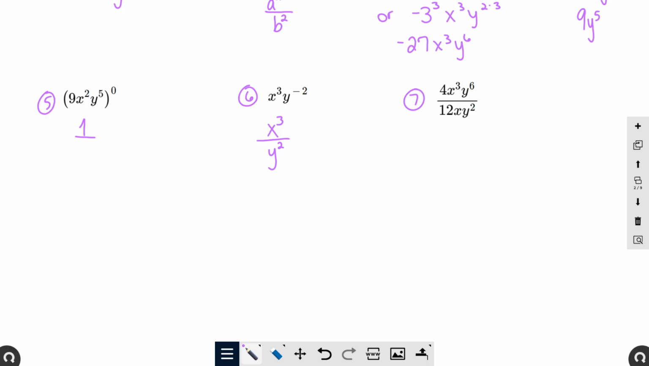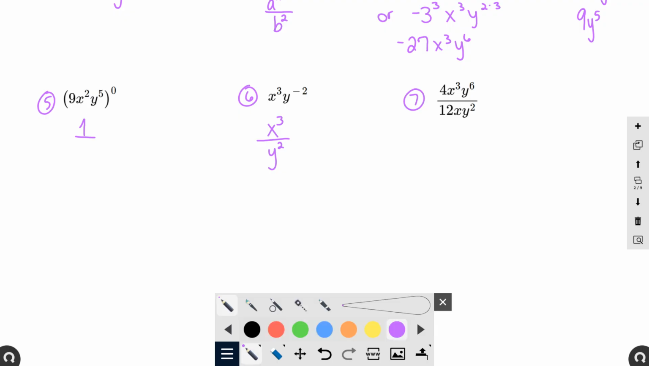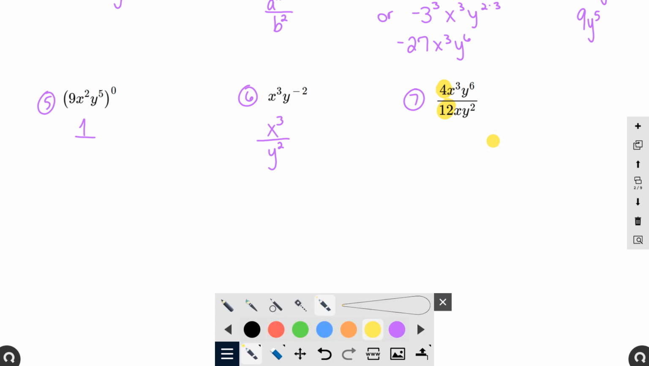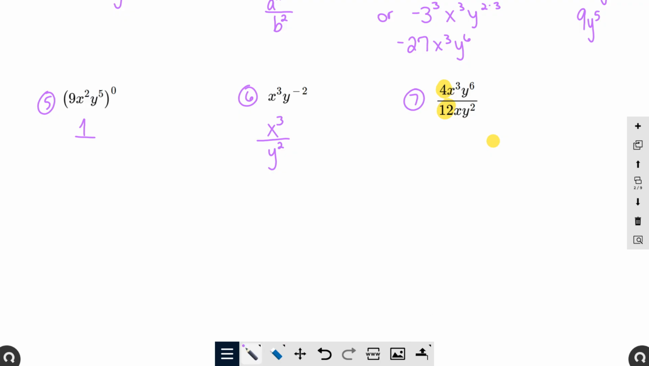Now remember, we can only work with the things that are alike, right? So this 4 right here is a whole number. It is like this 12, that's a whole number. Those two things are not exponents, so we don't subtract them. If there was just a 4 and a 12 there, what would you do with them? Divide them, simplify them. That's right. Those are the things that you want to do. So what is 4 over 12? 1/3. So that just simplifies there to 1/3.